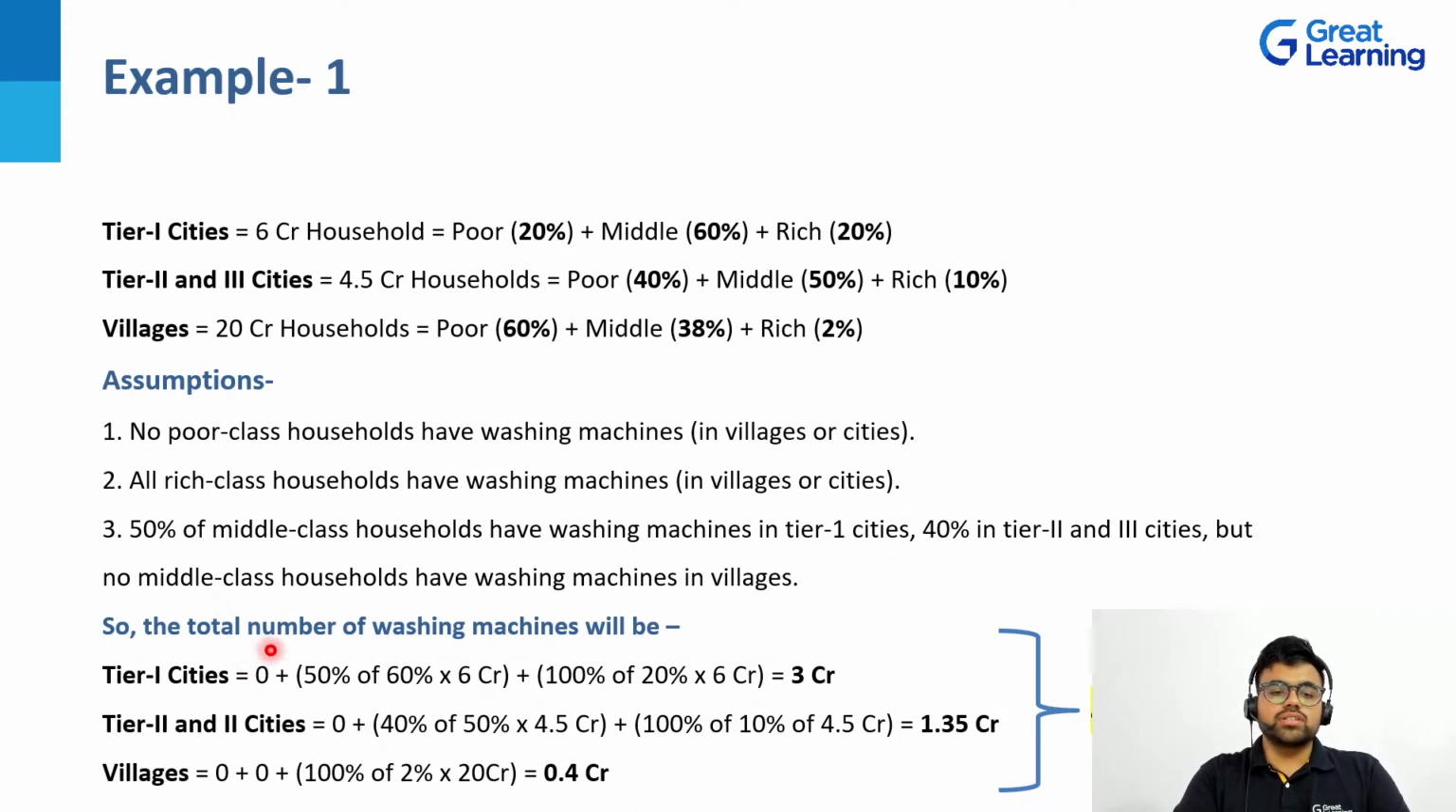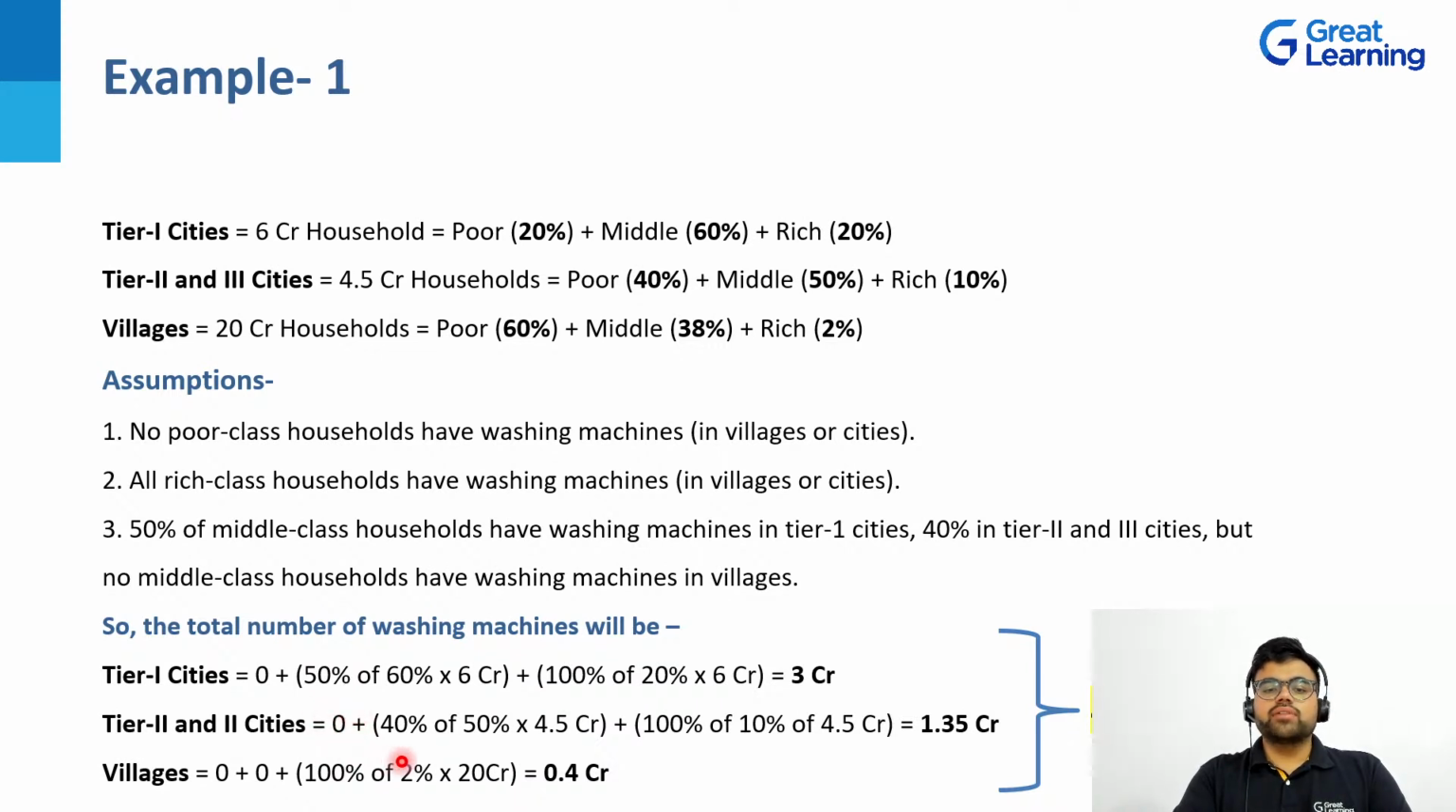So what is this 0? This is poor class, this is middle class, this is rich class. So all three have a particular rating to it. Then comes tier 2 and tier 3 cities. Now in tier 2 and tier 3 cities, again we assume that none of the poor have washing machine. So we'll consider this number as 0.